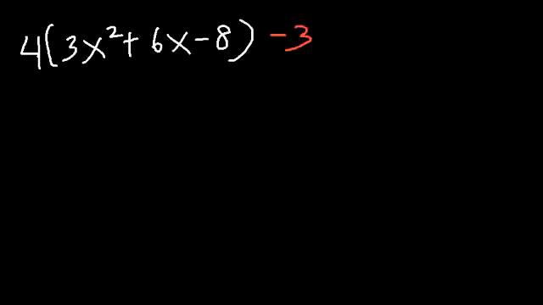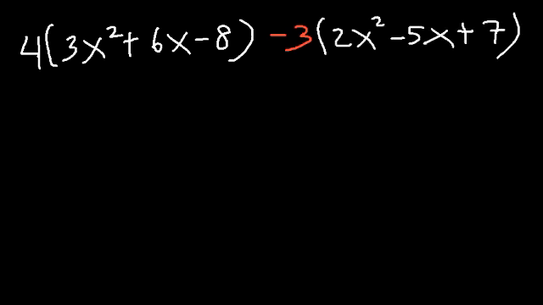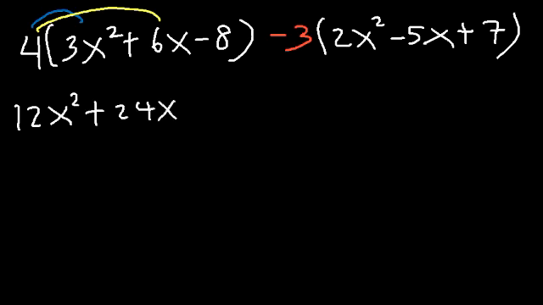Now what if we had numbers in front? What would you do in this case? So the first thing we should do is distribute the 4 to these three terms. So 4 times 3x squared is 12x squared. And then 4 times 6x, that's equal to 24x. And 4 times negative 8 is negative 32.